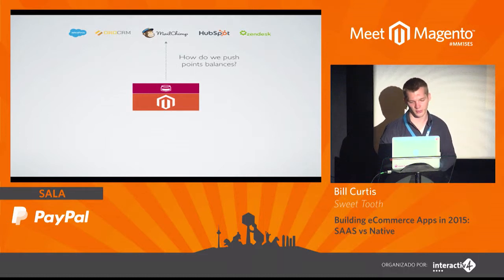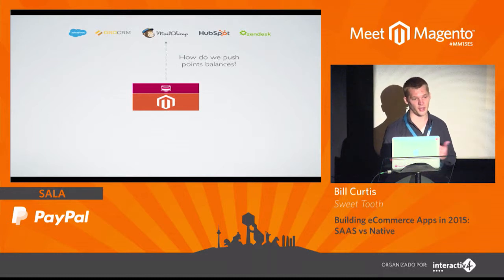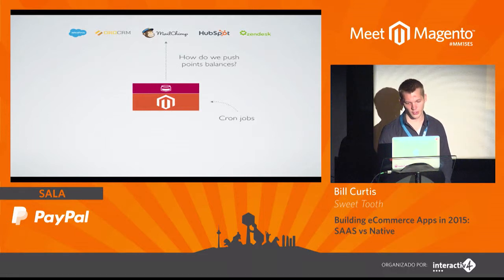Okay, so how are we going to do that from our Sweet Tooth Magento extension? How do we push these points balances up to MailChimp? The good news is MailChimp has a really slick API where you can actually add custom attributes to any subscribers to newsletters so that the merchant can filter on them. So we need to do this in the background, obviously, because it could be a lot of data. So we're going to use Magento's cron jobs.